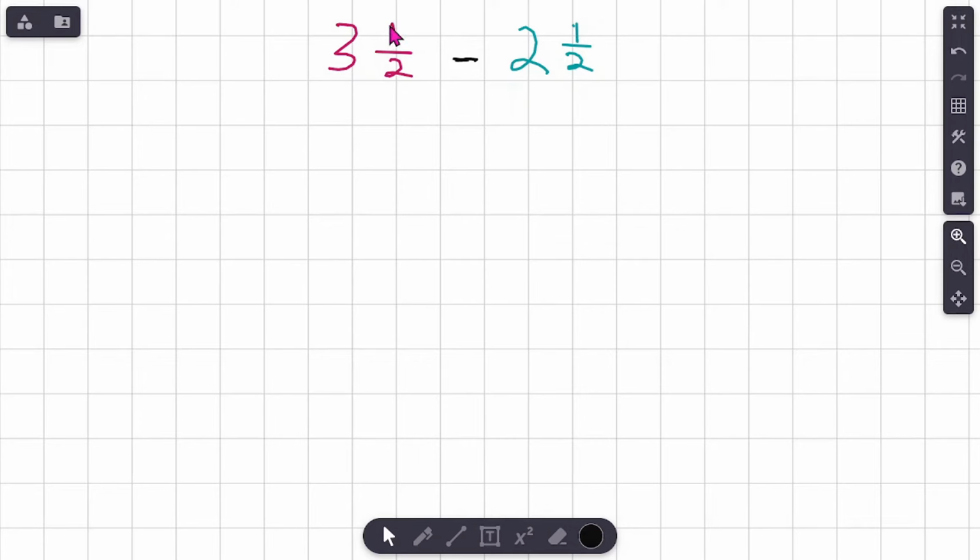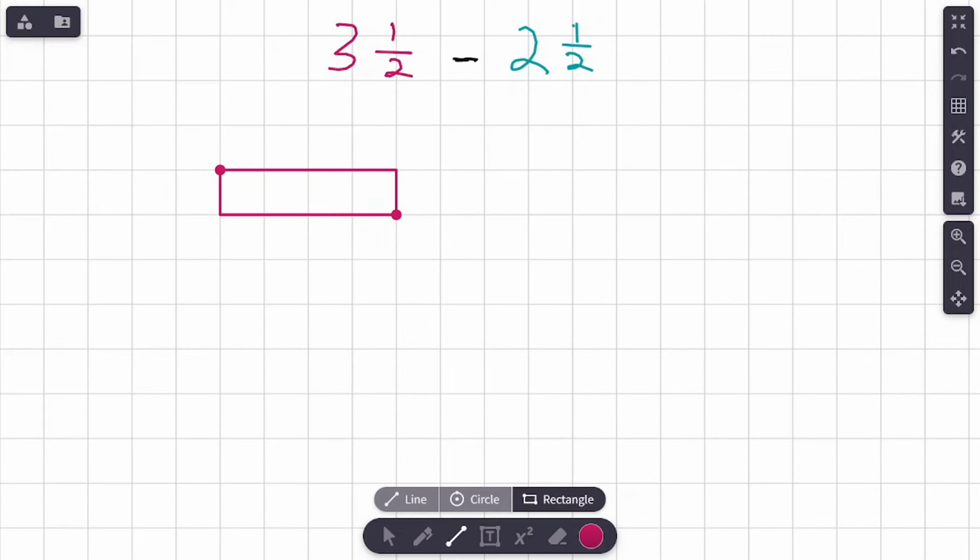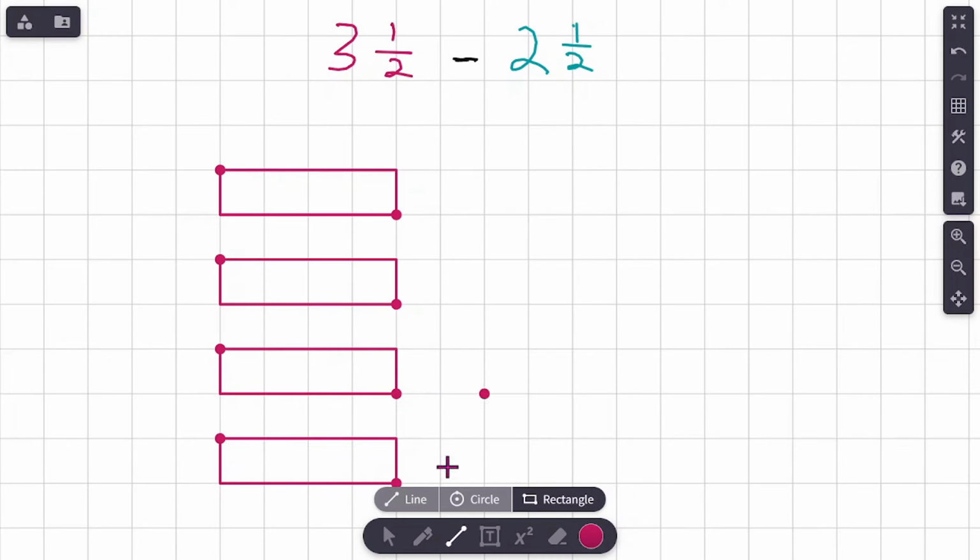So let's draw 3 1/2 because that's how much we are starting with. We're starting with 3 1/2 and we are subtracting 2 1/2. So let's draw this model. I like to use a rectangle. I know some of y'all like to use squares, and that's totally cool. Feel free to use squares if you like. I use the rectangle. Some people use circles. Totally up to you. All right.